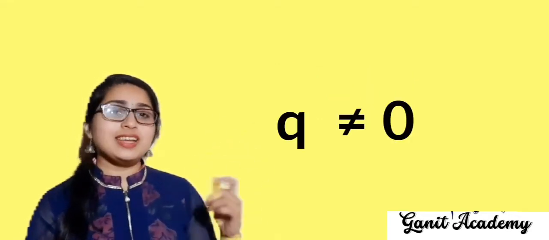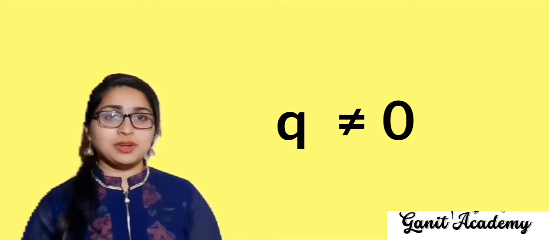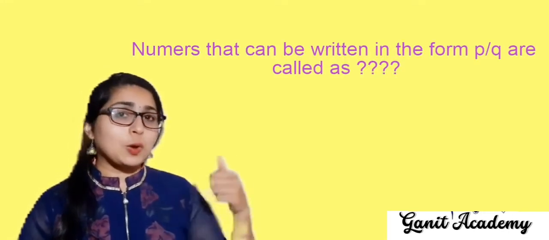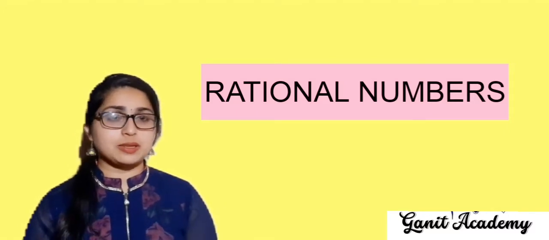The numbers that cannot be written in the form p divided by q, where p and q are integers and q is not equal to 0, are called irrational numbers. If numbers can be written in this form, what are they called? They are called rational numbers. You already know about rational numbers.